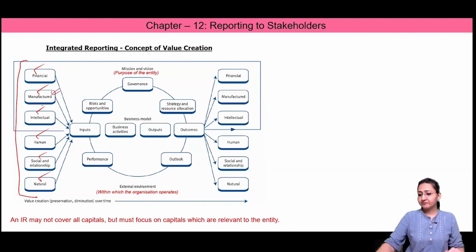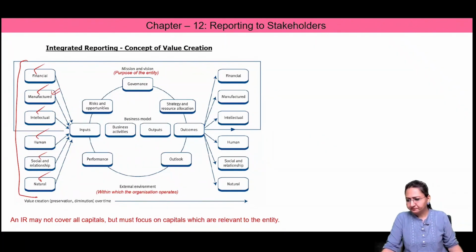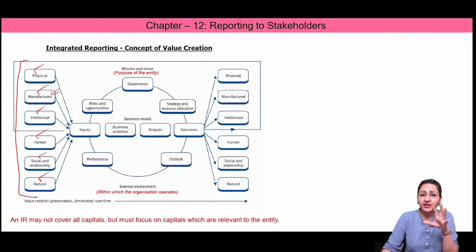Then manufactured capital, material, machineries, then whatever they are using in the production, that is your manufactured capital. Manufactured capital, can we take buildings also? Yes. Manufactured capital is, we are not talking about the output only. We are considering under manufactured capital even the assets of the business. They are manufactured capital because you are using them.